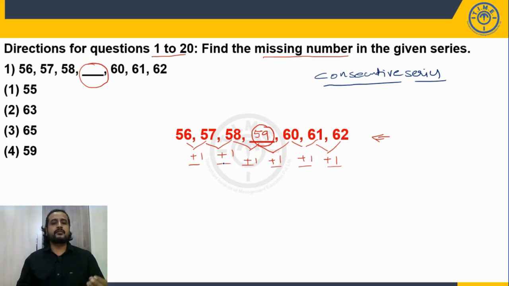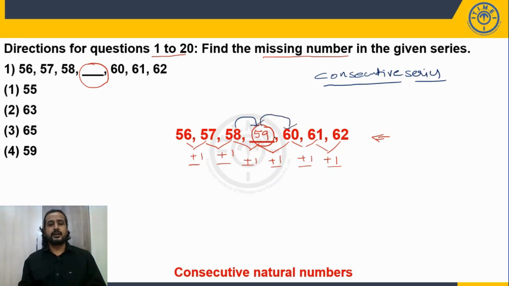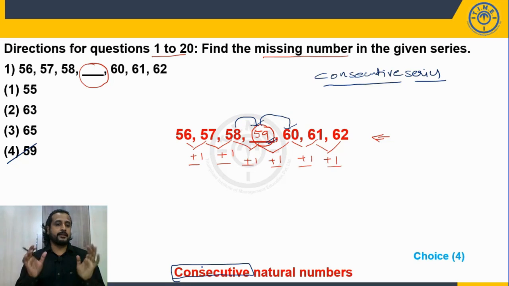Numbers themselves follow a specific pattern. So here the numbers themselves are following the pattern of what? Consecutive natural numbers. After 58 the natural number is 59, and after 59 it is 60. It is perfectly matching. So what is your missing number? 59. That is choice 4. Choice 4 is our answer. Clear? And this comes under the category of consecutive series. Please keep noting it down parallelly. You have to write, you have to listen, and you have to understand the logic.